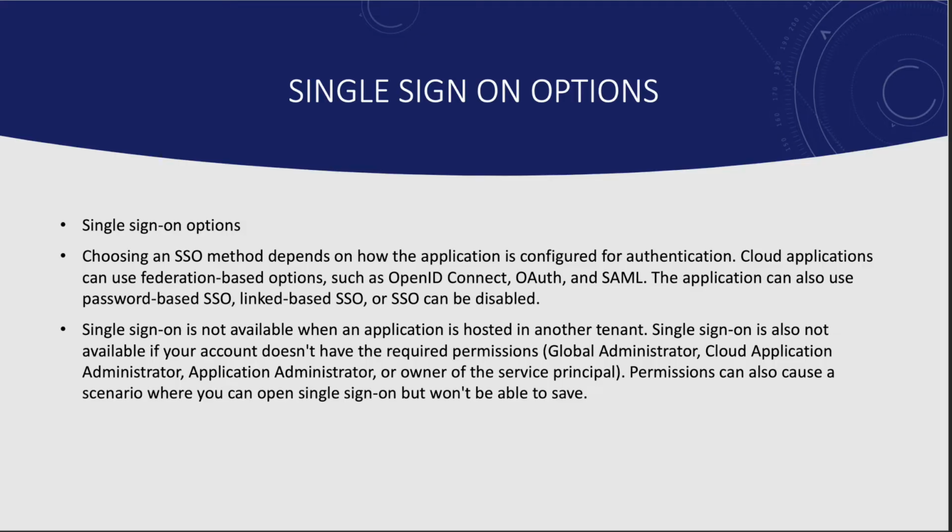So there's a number of single sign-on options you may need to be aware of. Choosing the SSO method. Again, we talked about these: OpenID, OAuth, and SAML. And password-based SSO, linked-based SSO, or SSO can be disabled. Most people just turn it on and they're going to do a password-based SSO because it's just the easiest. Single sign-on is not available when an application is hosted in another tenant. So you may need to do other things to get that single sign-on passed through, and there's a whole series of protocols around that you can use to do multi-tenant SSO, so you only have to log in once. It's a neat system that they've got.